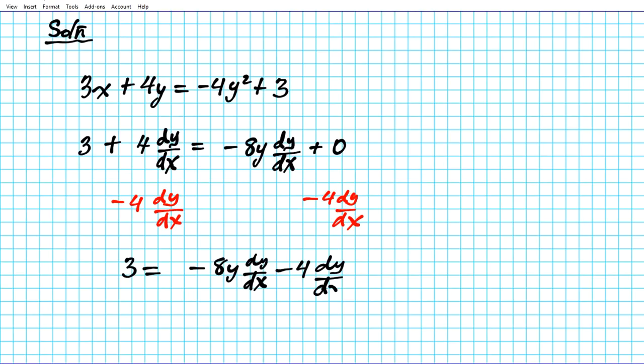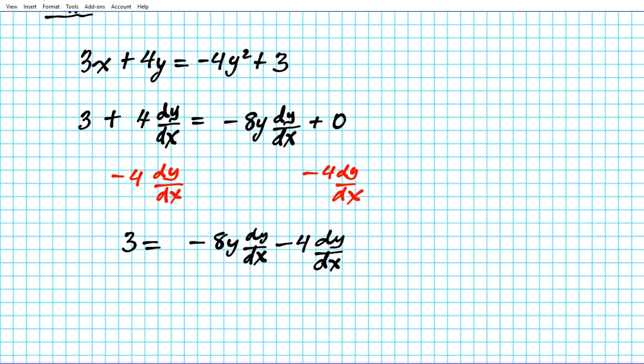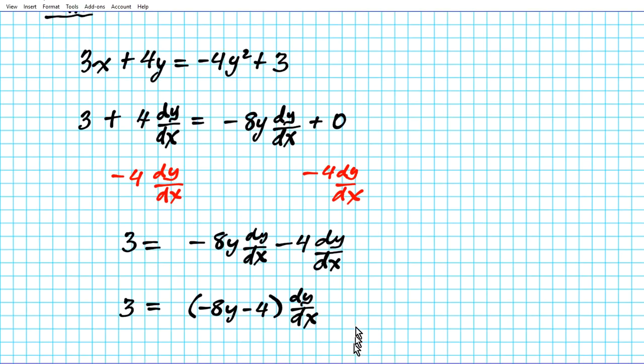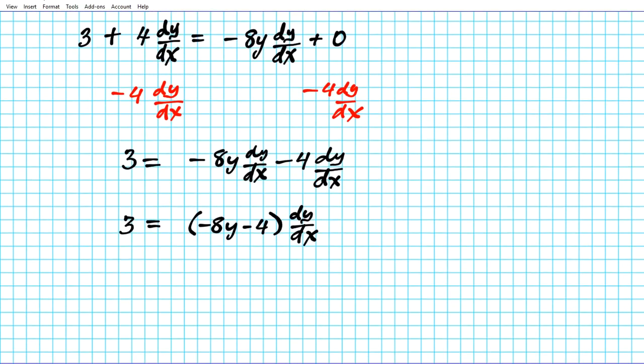Now, why are we collecting all the terms with dy dx to one side of the equation? Well, that enables us to factor out dy dx. So watch this, dy dx can be factored out. So we have negative 8y minus 4. Factor out dy dx. Now we can proceed to have it isolated. We'll divide both sides by the coefficient of dy dx, which is negative 8y minus 4.